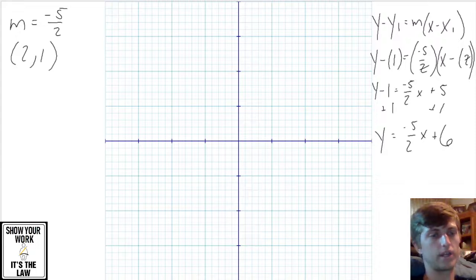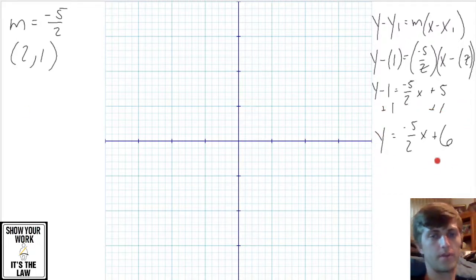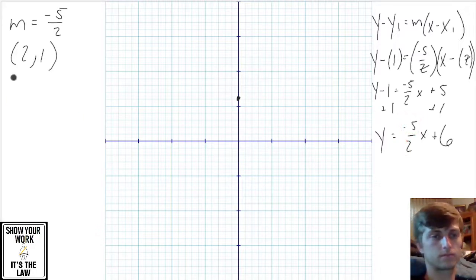And now we can go ahead and graph it because we see we've got slope-intercept form. Our intercept is +6, so we'll go to 6 right here. And what does the slope tell us? It means we go down 5, right 2. So 1, 2, 3, 4, 5, right 2, 1, 2.